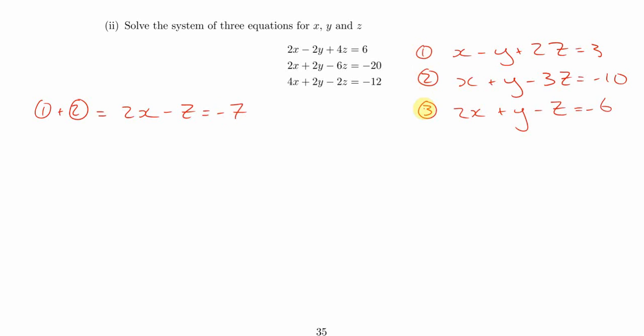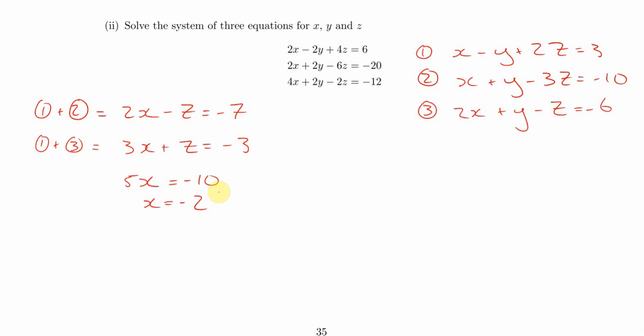And then we can do the same thing with 1 and 3. We've got a negative y and a plus y, so let's add 1 and 3. So x plus 2x gives us 3x. The y's go again, which is convenient, and leave us with a positive z, plus z, plus z. And that will equal negative 3. Then we've got a negative z and a positive z, so again, add the two rows. Add these two together, and we're going to get 5x equals negative 10. x equals negative 2.